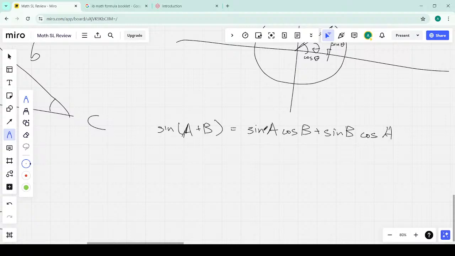And you only really have to know the positive version, because let's say if B was negative, you just sub in the negative B here. Cosine is an even function, so cosine negative b would equal cosine b. So the sign of cosine b stays the same. But sine is odd, so sine of a minus b, or a plus negative b, the cosine b part would stay the same, but the sign of sine b would change. So sine b would become negative sine b cosine a.